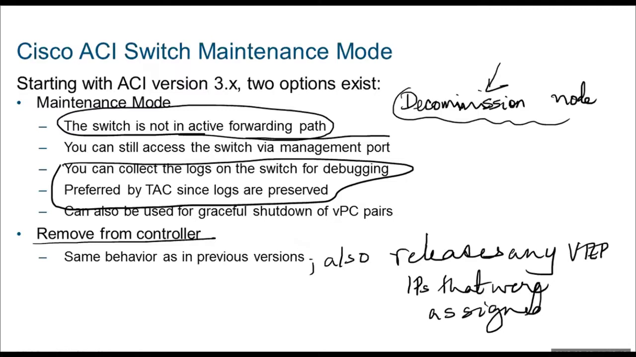Okay. This would be a good way to see how VPC is functioning. You want to do a graceful shutdown of a peer. The maintenance mode is quite a nice thing. It's also known as GIR. It's basically saying, yes, the switch is there, it still has its IP, and you can still collect logs, you can still connect to it, but it's not in the forwarding path.